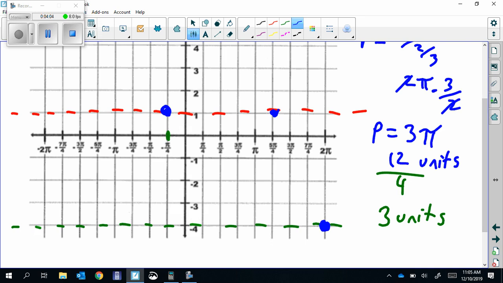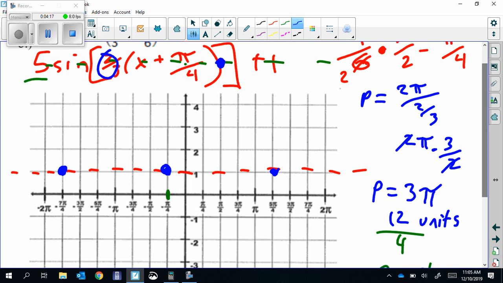If we work it to the left, we'd go 1, 2, 3 units, and we'd be down at the bottom again. 1, 2, 3 units, and we'd be back at the middle. Our next point will be 3 more units, we'd be back up at the top. So it'd be over here somewhere, we'd be at the top.